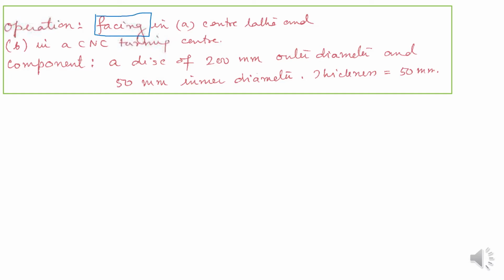What we are going to discuss today is a facing operation, and that also in a center lathe and CNC turning center. It could have been a CNC lathe as well. What is the component? Component is a disc. It is a disc with an inner hole. The outer diameter of the disc is 200 millimeter and the inner diameter of the disc with a hole is 50 millimeter. Thickness of the disc is also mentioned, which is 50 millimeter.